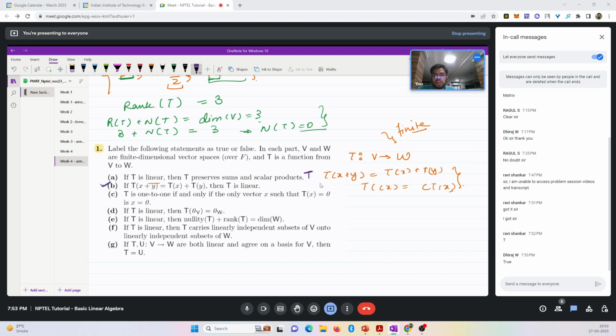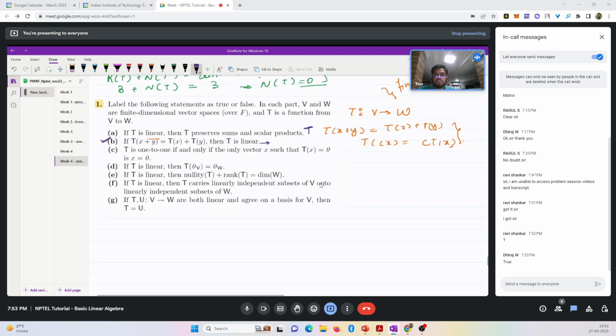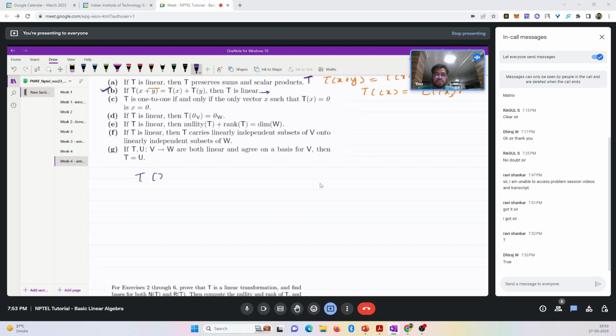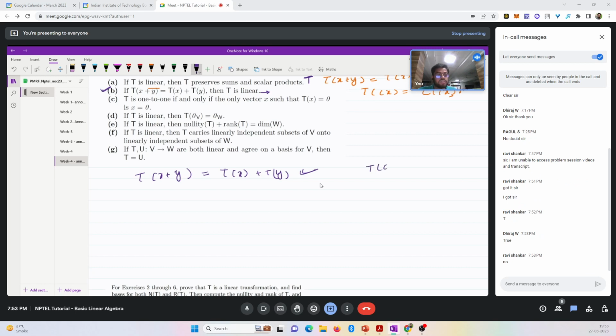Second one is, let's say if this property is satisfied, that is T of x plus y is equal to T of x plus T of y. Is it necessary that my map would be a linear map? No, right? We need another property also, that T of Cx is equal to C times T of x. So this is false, right? Okay, the first two are quite easy. Let's go to the third one.